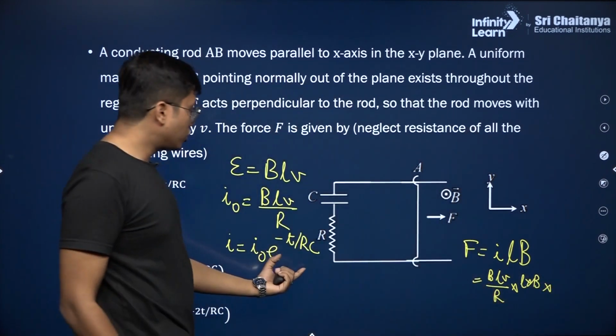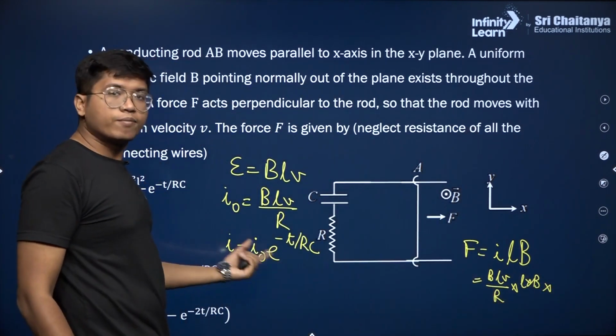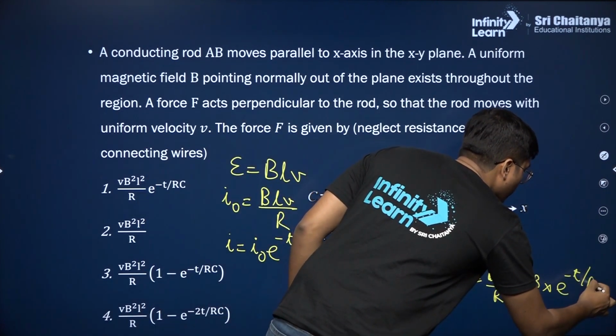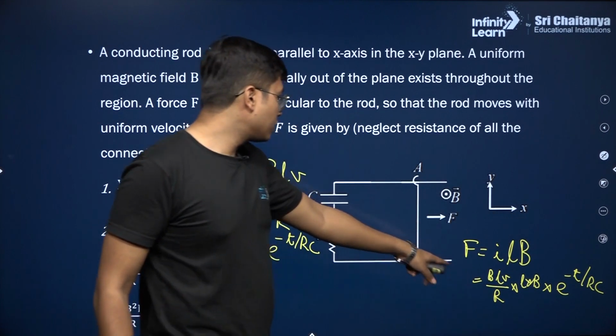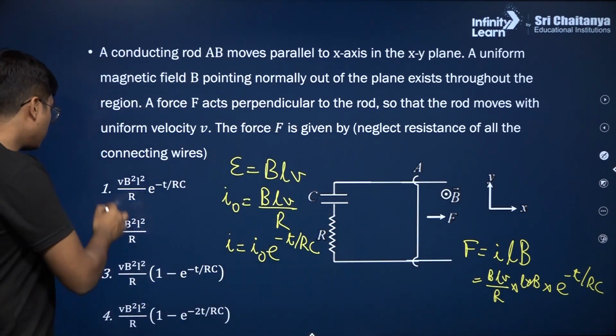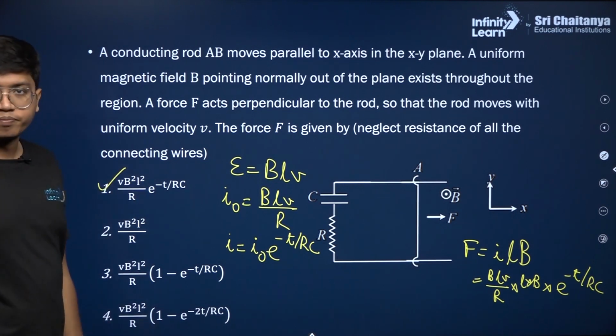multiplied with this e to the power minus t by RC, because that came with I itself. So e to the power minus t by RC. So your B and L will become squared, V stays as it is. So your correct option is option 1 here.